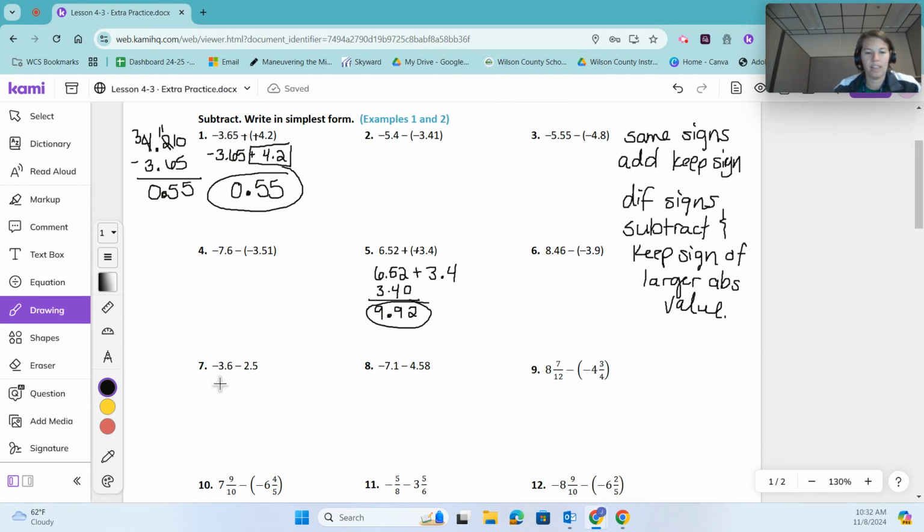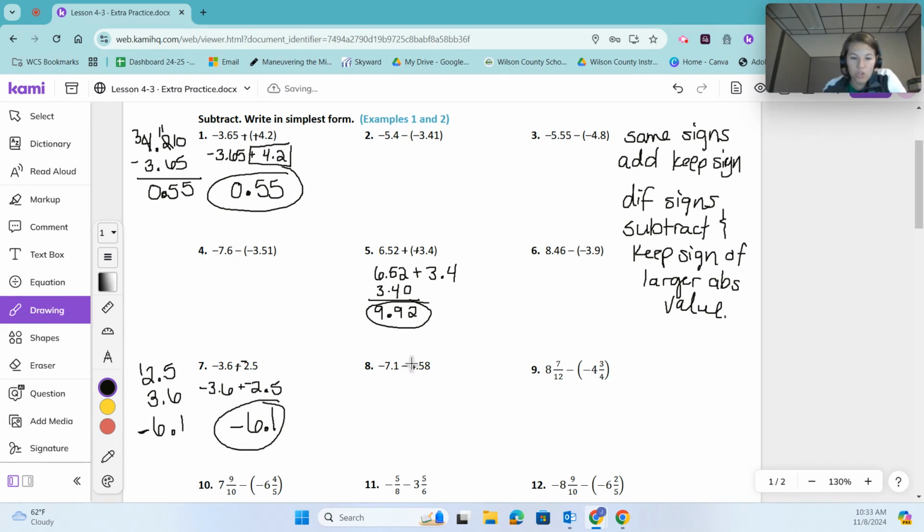Let's take a look at this one as well, negative 3 and 6 tenths minus 2 fifths. So we have negative 3 and 6 tenths, and then the minus becomes a plus, and this positive 2 fifths becomes negative. So now we do plus negative 2 and 5 tenths. Now we have same signs, so we're going to add them, and our sign is going to be negative because they are both negative now. 5 plus 6 is 11, carry my 1, 2 plus 1 plus 3 is 6, and that is going to be negative. So my solution is negative 6 and 1/10.